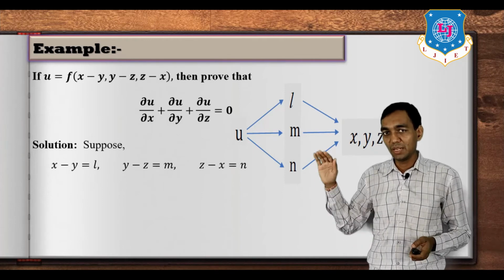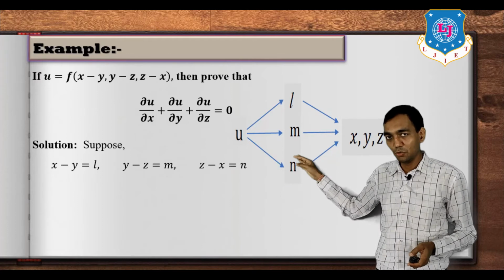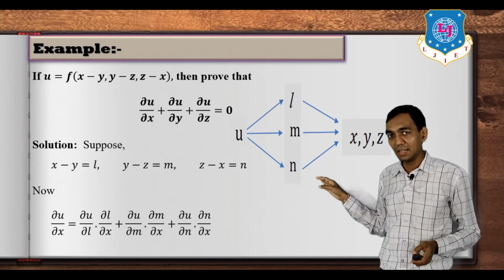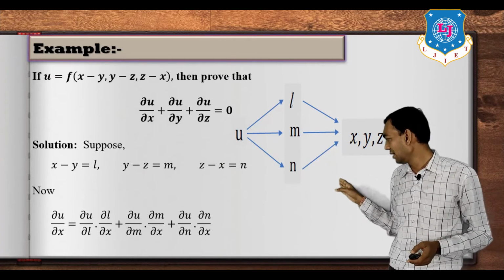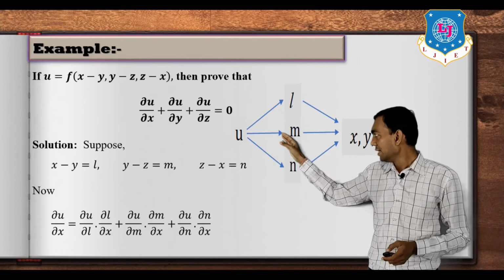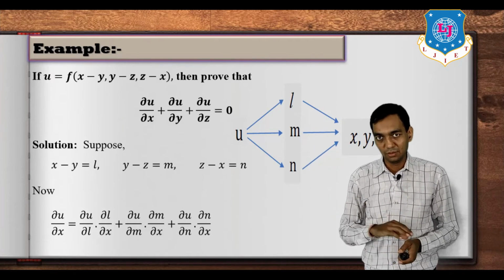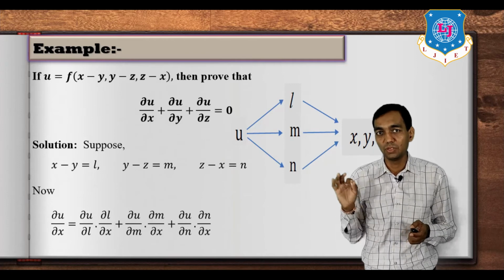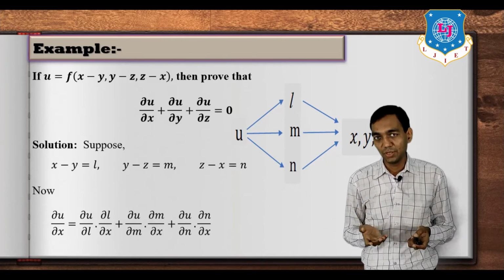So if you are going to apply the chain rule, then del u by del x will be written in the form of del u by del L into del L by del x plus del u by del m into del m by del x plus del u by del n into del n by del x. And your function u is of the form f of L comma m comma n. Now you don't know the exact value of function u, correct? The function is not given. It is in the form of f.